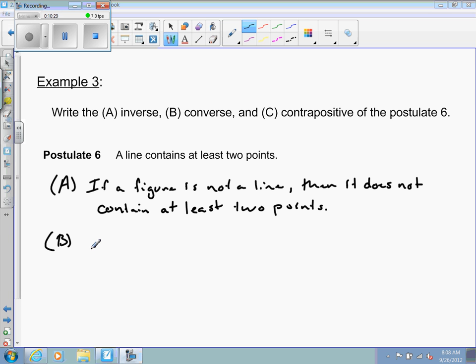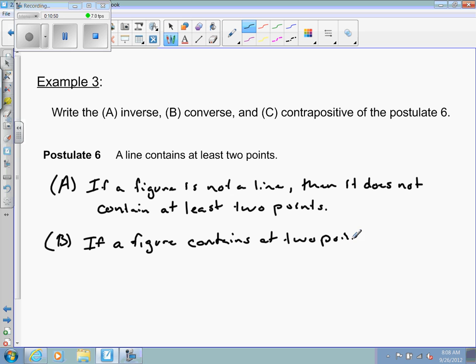So converse, I have to flip the order of the hypothesis and conclusion. So if a figure contains at least 2 points, then it is a line.